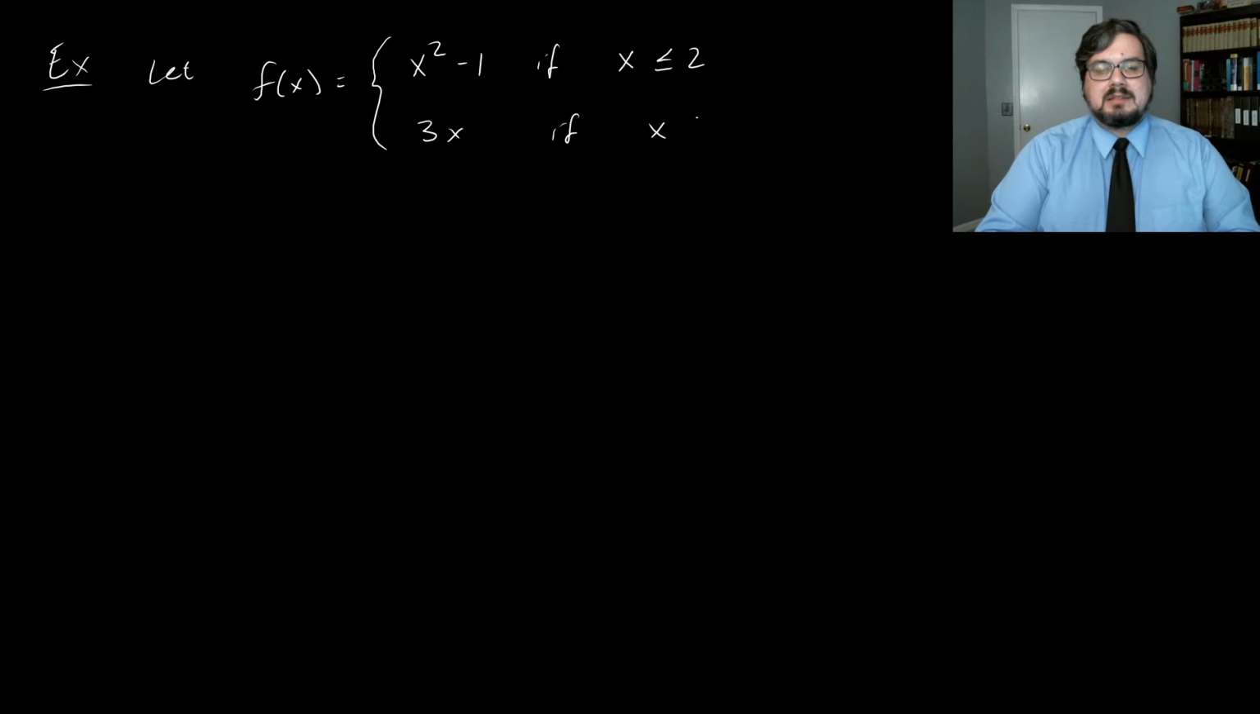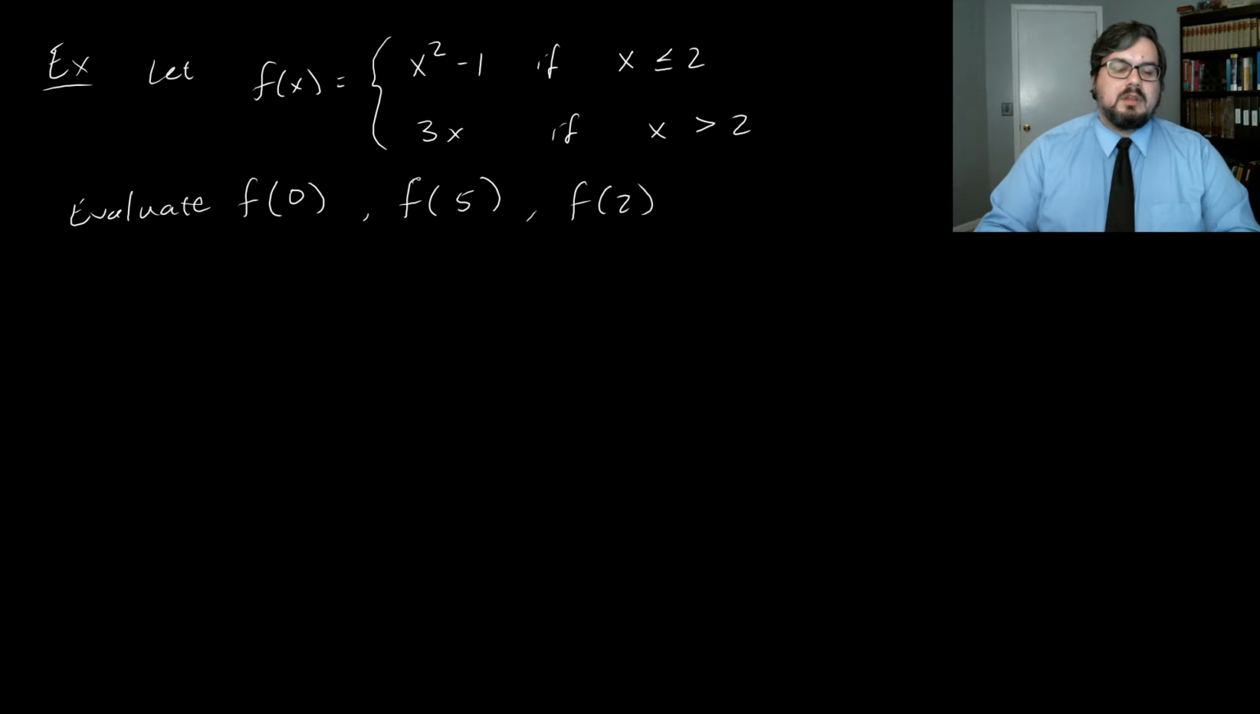Okay, so let's let f of x be given by x squared minus 1 if x is less than or equal to 2, and 3x if x is greater than 2. So this is another typical example of a piecewise defined function. And let's evaluate f at 0, f at 5, and f at 2. So let's go ahead and do that.